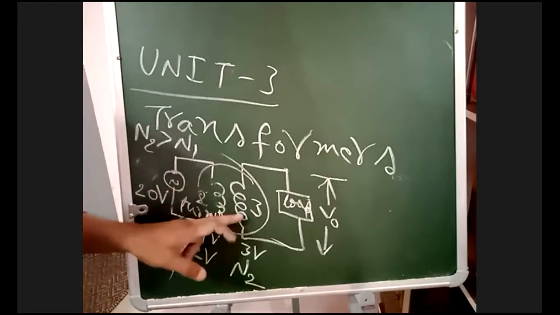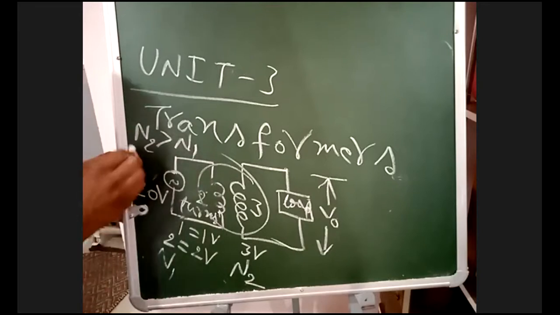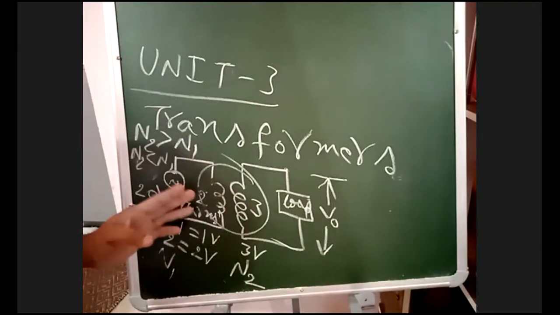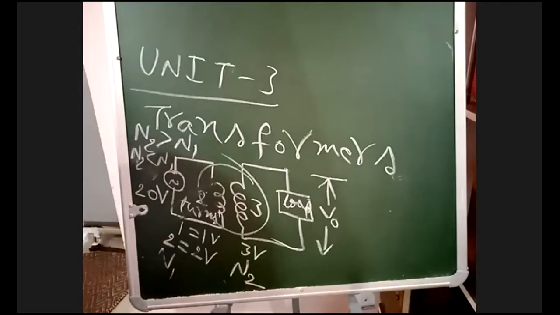If the number of turns in the secondary winding is greater than the primary winding, it is called a step-up transformer. If N2 is less than N1, it is called a step-down transformer, because we are stepping down the voltage. So transformers are of two types: step-up transformer and step-down transformer.